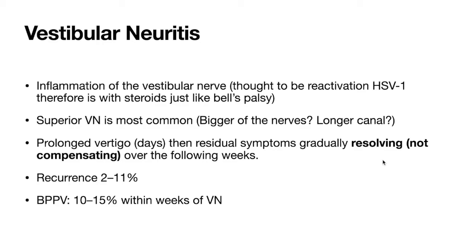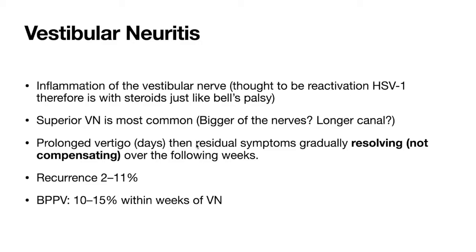A few words on vestibular neuritis. Inflammation of the vestibular nerve, thought to be reactivation of HSV1, therefore treat with steroids, just like Bell's palsy. Superior vestibular nerve is the most common. I tried to find why, and all I get is perhaps it's because it's the bigger of the nerves, has a longer canal, more susceptible to inflammation or entrapment.